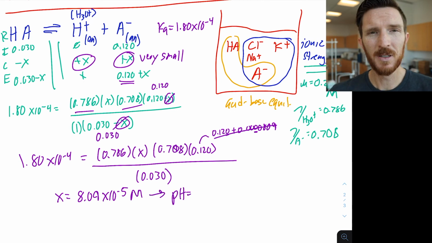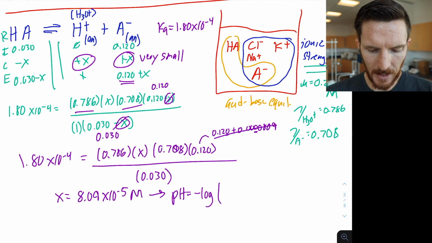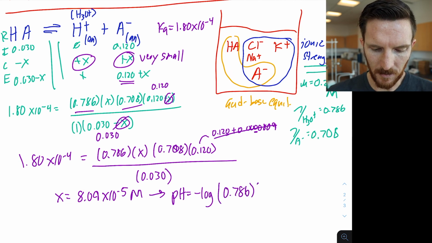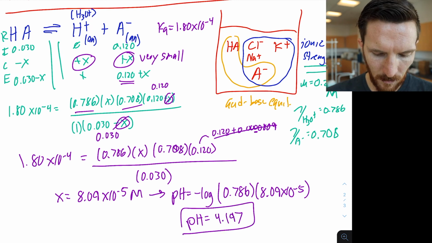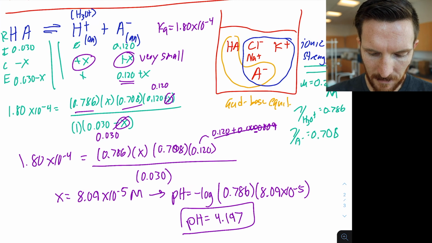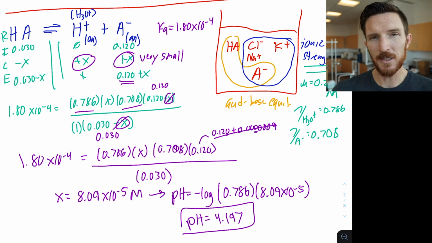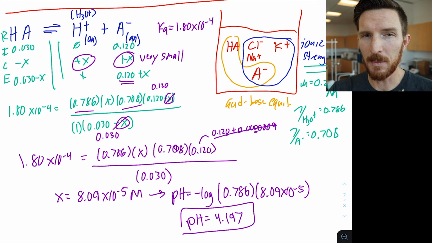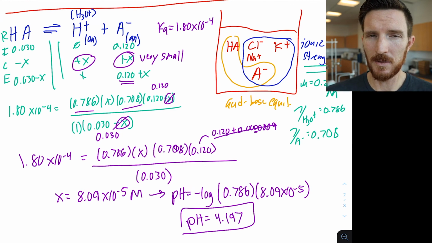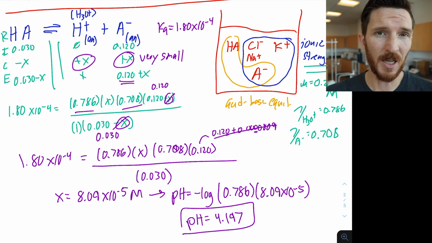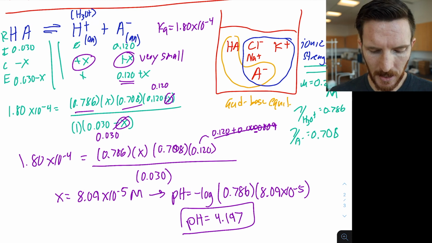Well, now that we have our concentration there, we'll go ahead and calculate our pH again, the negative log of our activity, so 0.786 times our 8.09 times 10 to the negative fifth, and we get a pH of 4.197. Now, as you look at this, we see, okay, our pH went up. That made sense because we added a base. But we look at it and we think we added a lot of base, and it's not significantly changing it to become basic or almost not acidic.